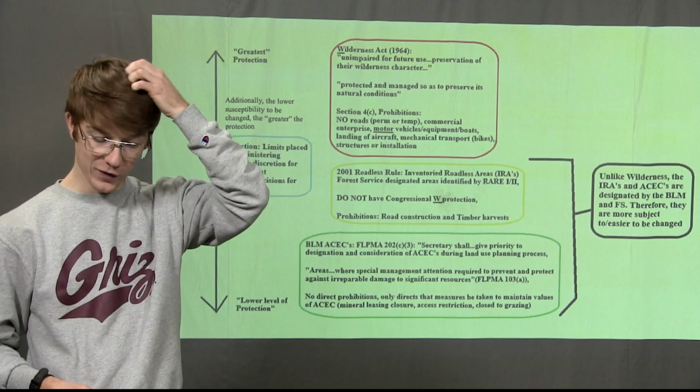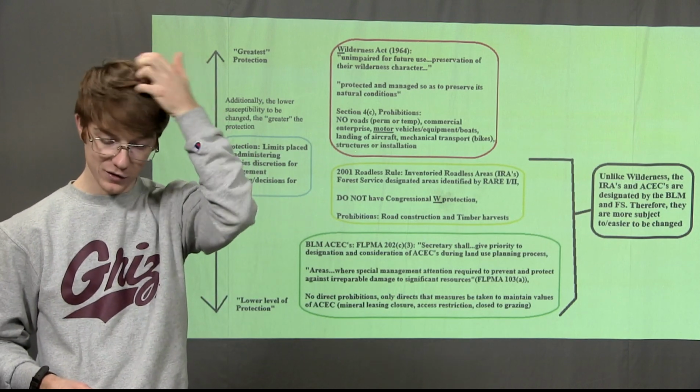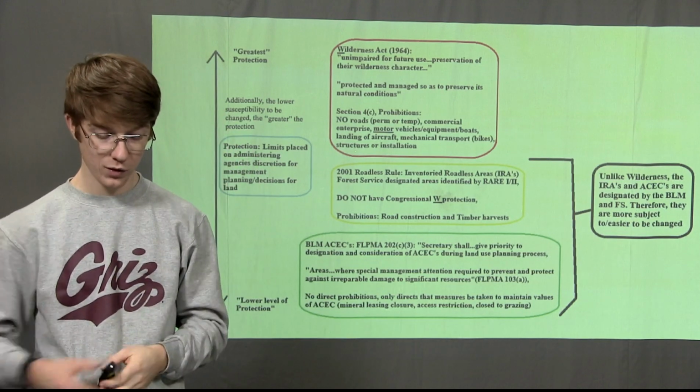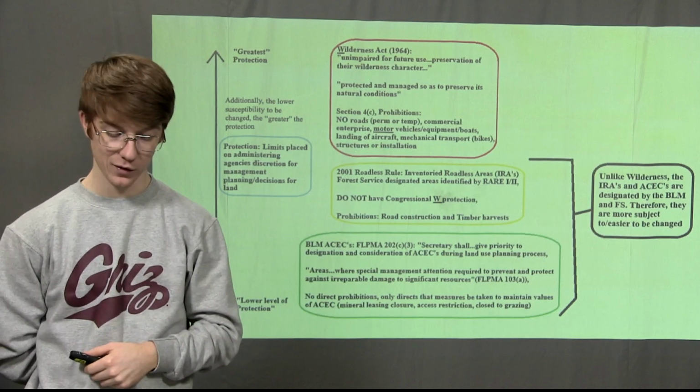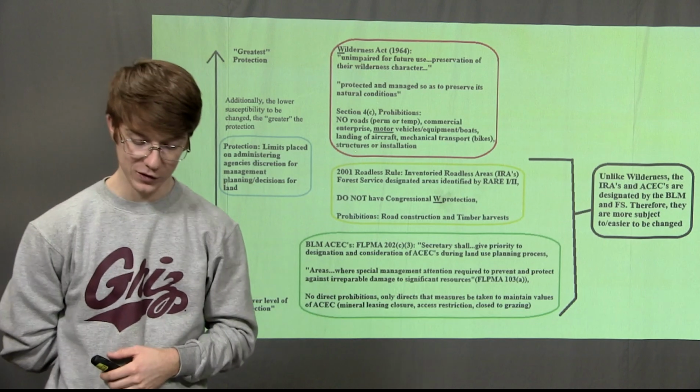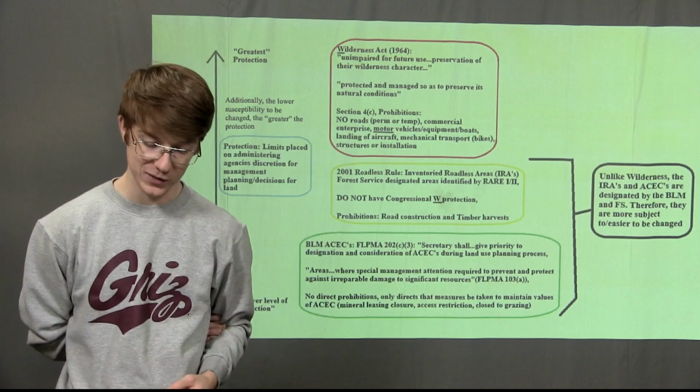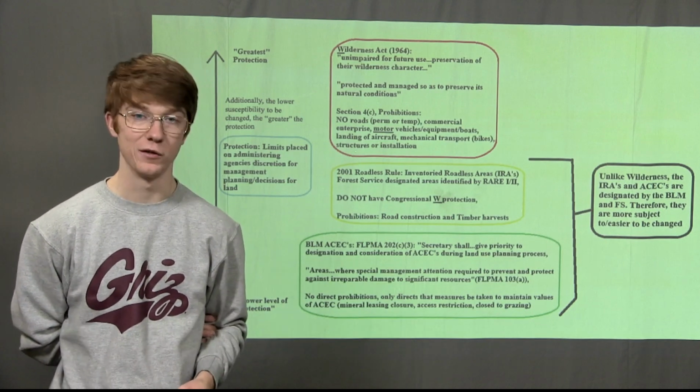Does federal wilderness provide greater protection to lands than those covered by the roadless rule and those designated and managed as areas of critical environmental concern by the BLM? Please explain and substantiate, and be sure to tell me what you mean by greater.